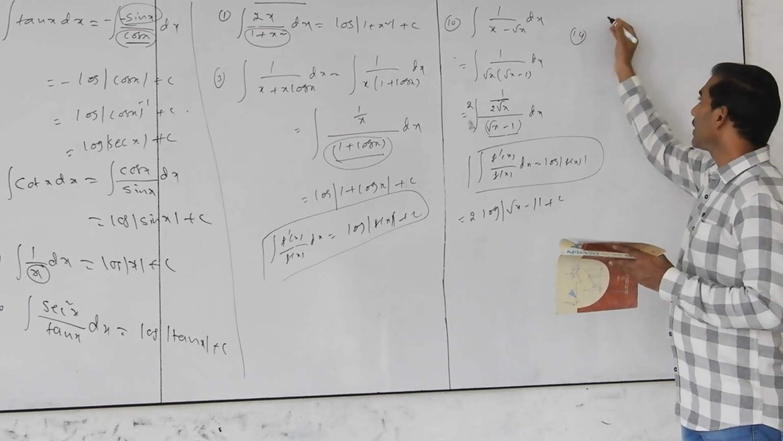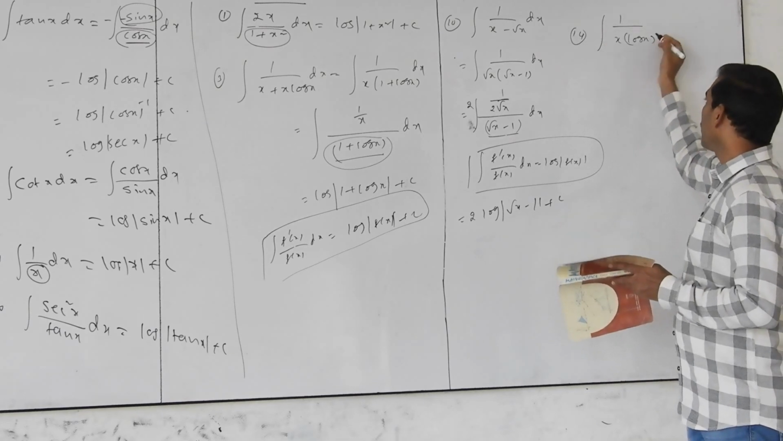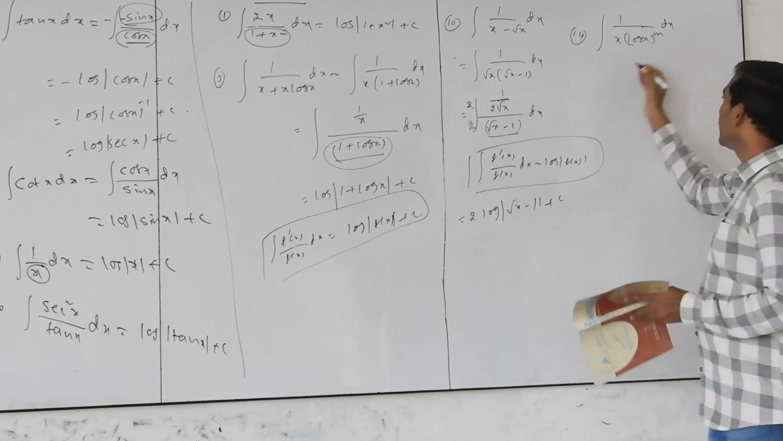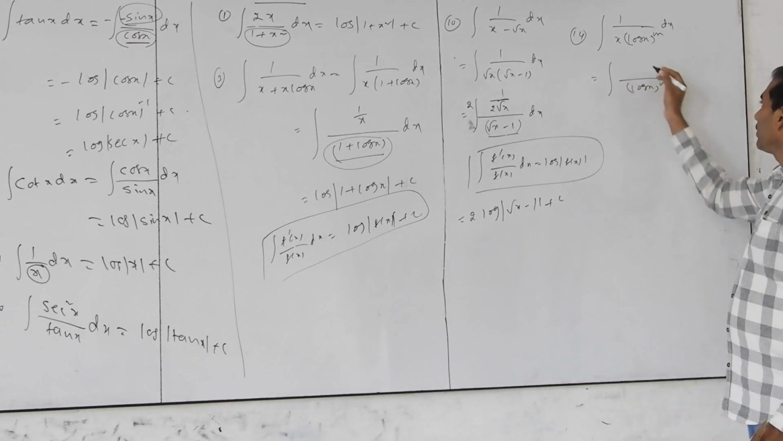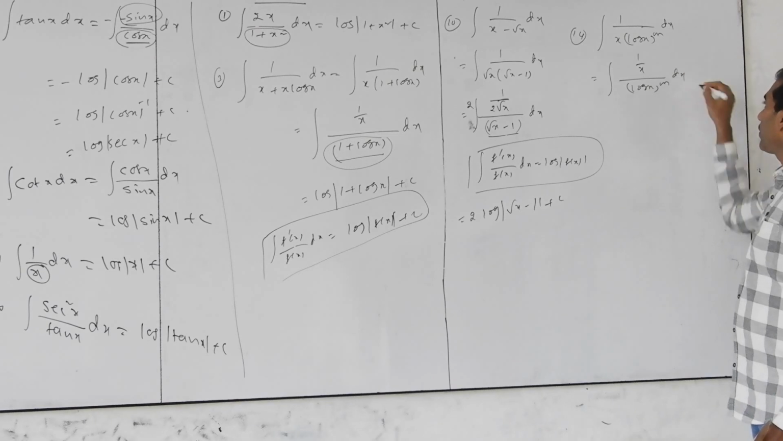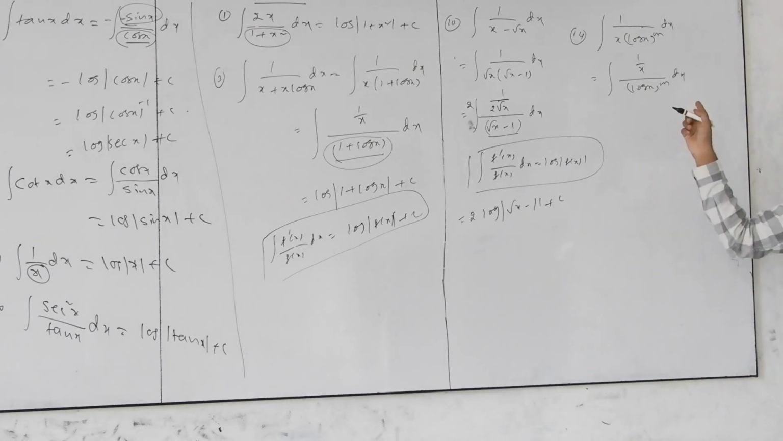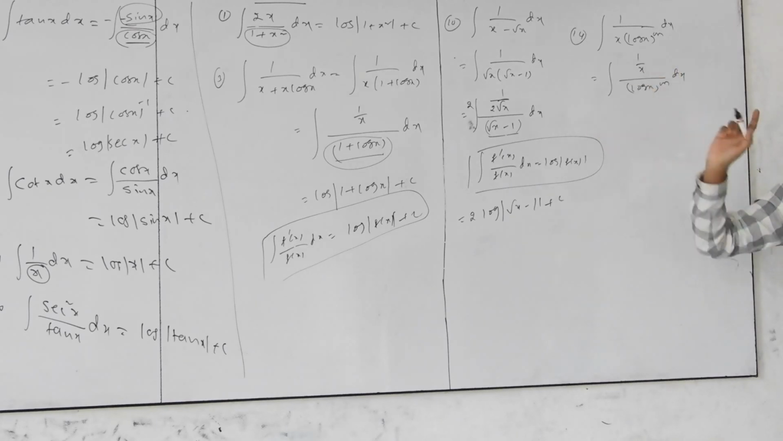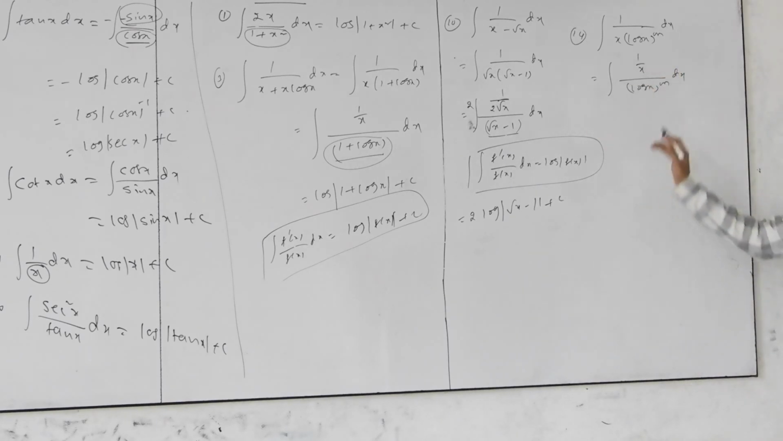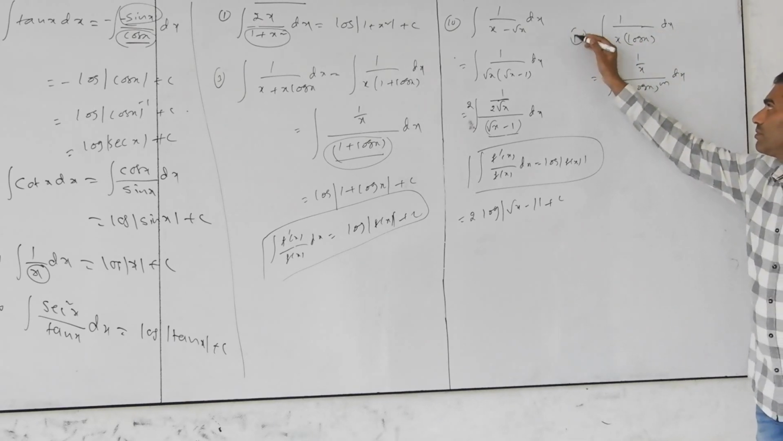Fourteenth question. Integration of 1 by x into log x whole raised to m. This is generated like this: 1 by x by log x whole power m dx. It is not applicable for this, because whole power m is there. If m were not there, this would be extra.